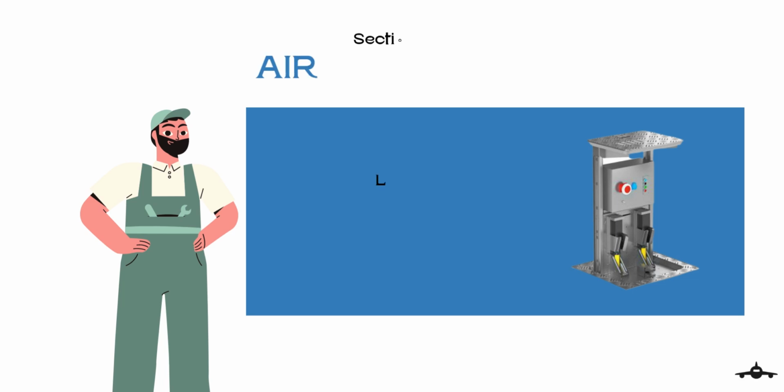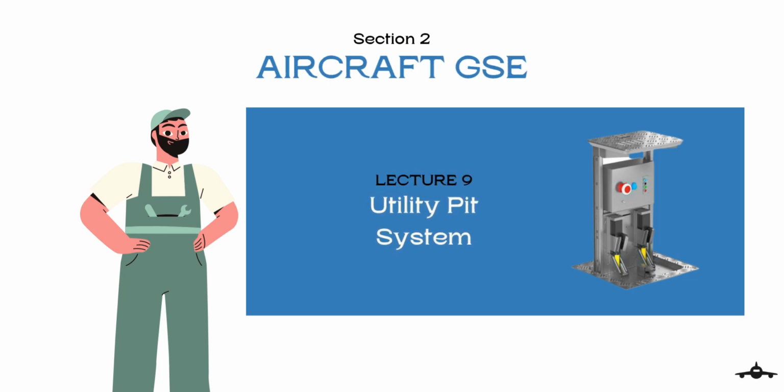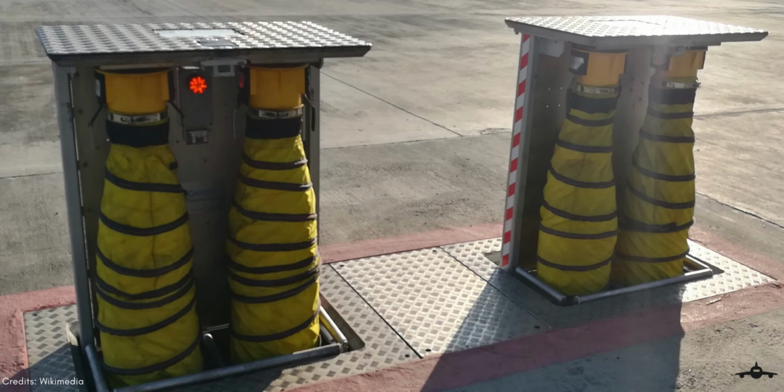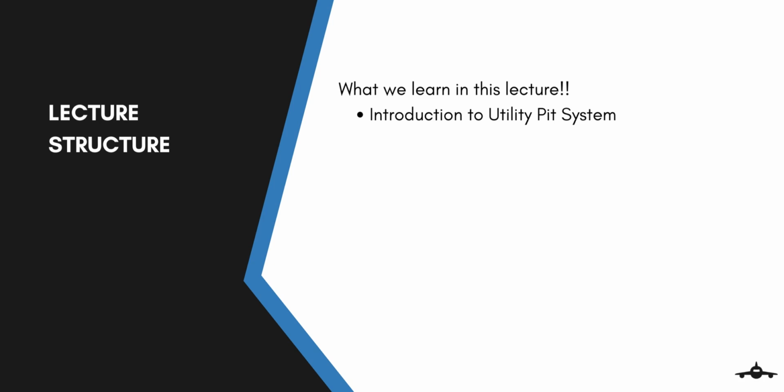Do you all know what a utility pit system is? Well, I guess you are about to find out. It is an underground mechanical setup that allows different utilities, such as preconditioned air and ground power units, to be installed on the bay away from the aircraft.